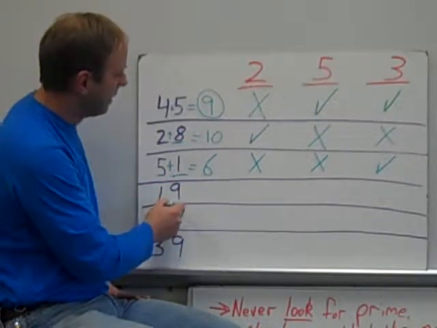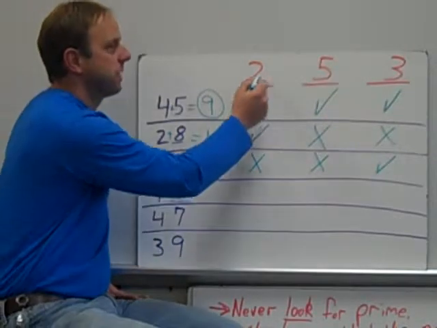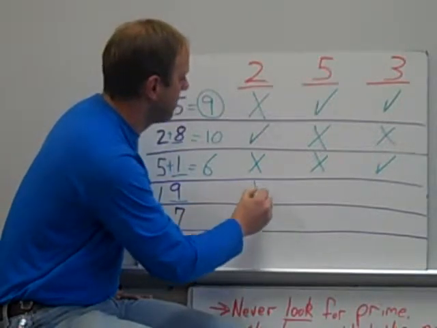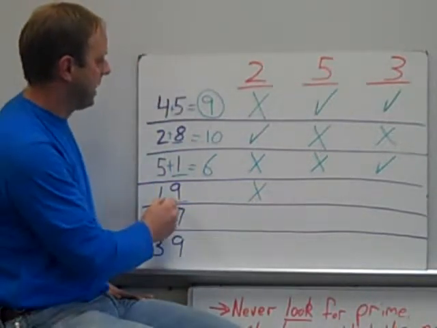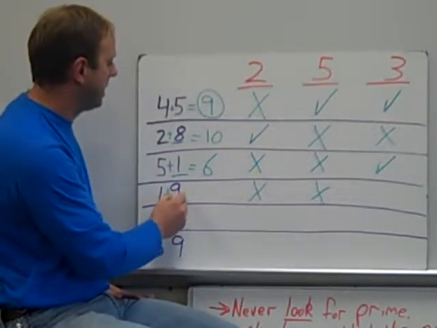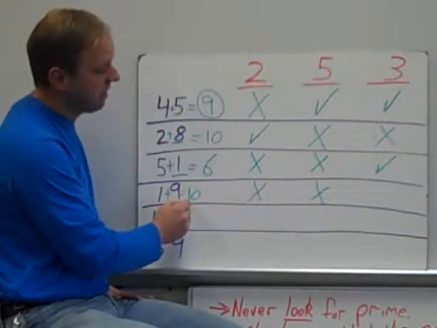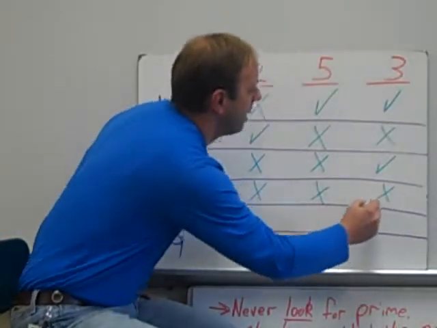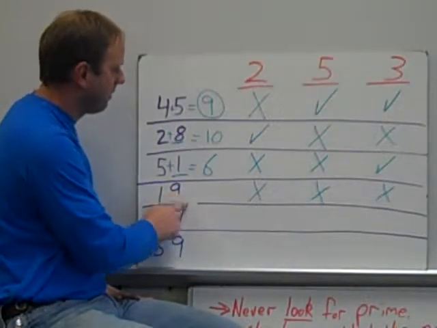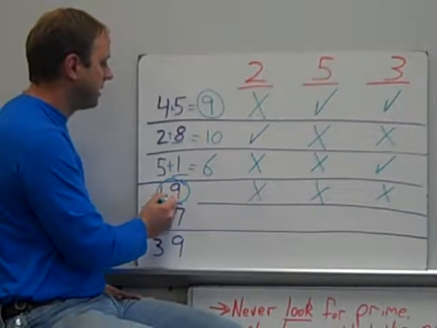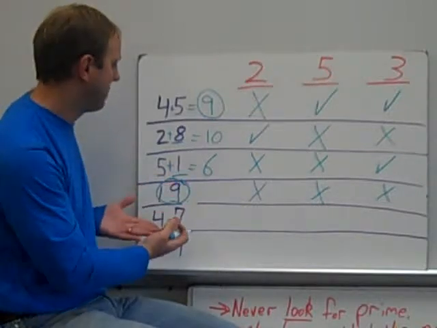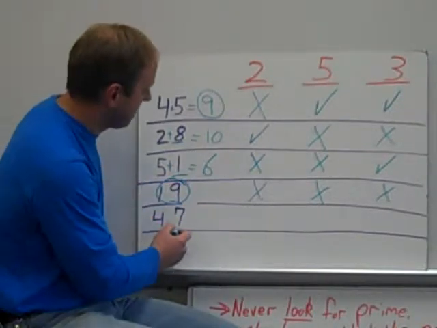Let's look at 19. The ones place, I always begin with these because those two you can just look at. It's an odd digit, so no. It's not a 0 or a 5, no. 1 plus 9 equals 10. 10 is not a multiple of 3. That's 3 strikes. Once I get to that third strike, that's when I say that 19 is prime. I just proved that it's not composite, so now I can say that it's a prime number.